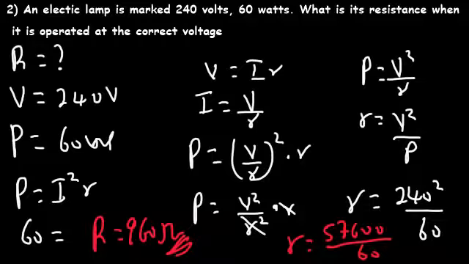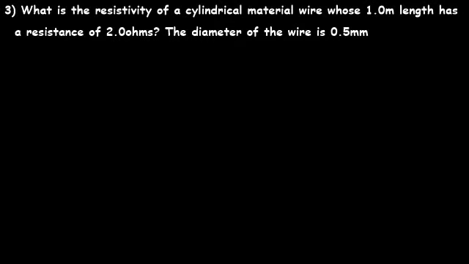On to example number 3. What is the resistivity of a cylindrical material wire whose 1.0 meter length has a resistance of 2.0 ohms? The diameter of the wire is 0.5 millimeter. The goal is to find the resistivity. Earlier, we said that the resistivity rho is given by the formula rho equals R A over L.